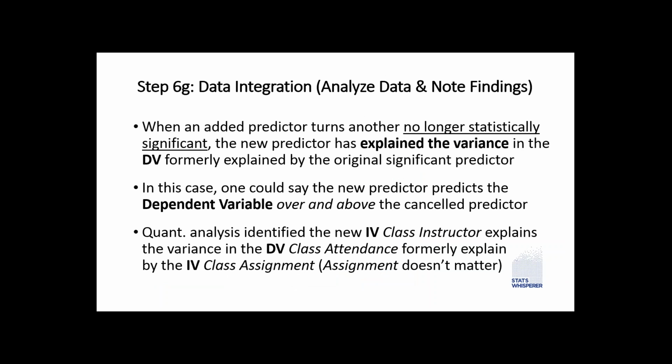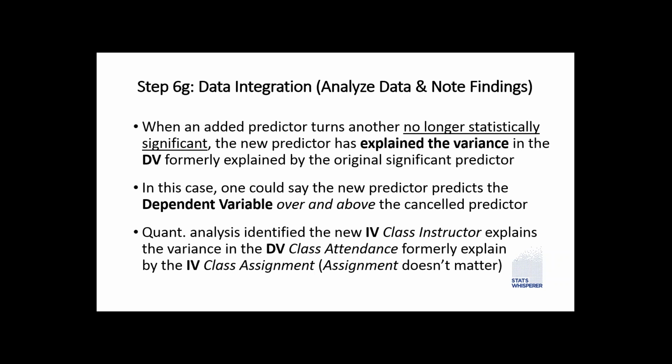When an added predictor turns a significant predictor no longer statistically significant, as what happened with class assignment, it's that the new predictor explains the variance in the dependent variable formerly explained by the original predictor. So in other words, when we consider the instructor, the variance explained in attendance by class assignment no longer matters. It's explained by instructor.